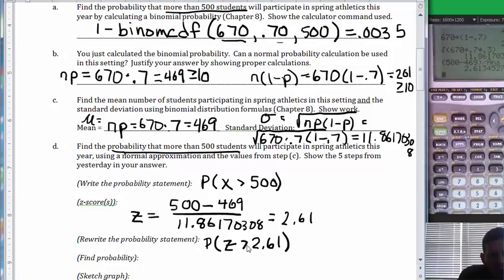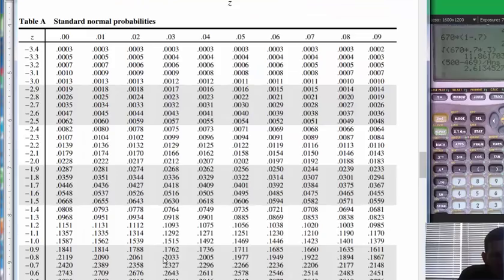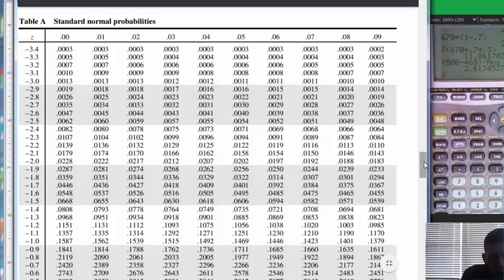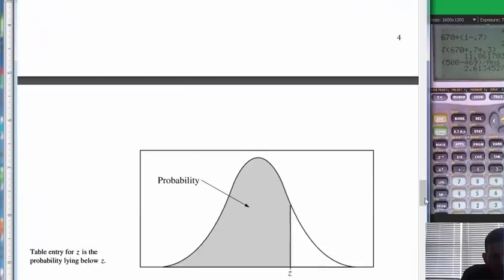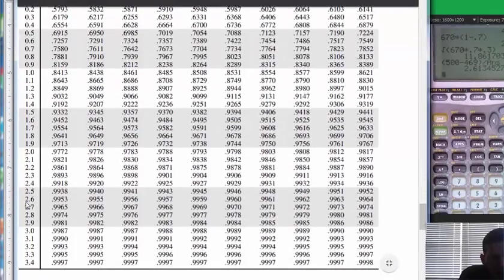So we need to find 2.61. It's a greater than problem. Let's see, we've got negatives over here, so let's go over to the second page of our tables. Here's 2.6. 2.61 appears to be about here. It's this 0.9955 number.